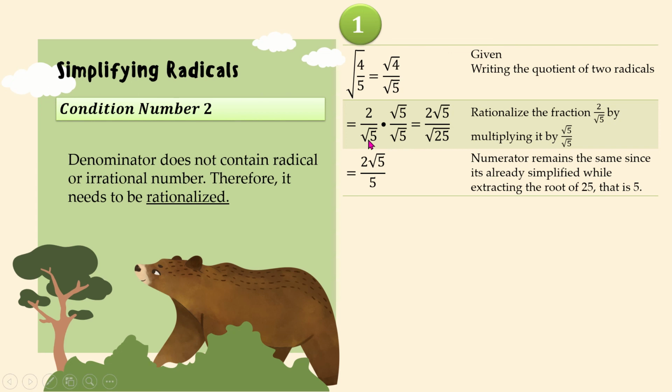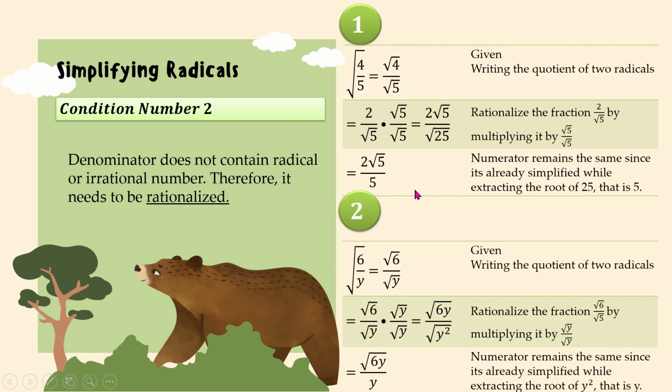Then the denominator, square root of 5 times square root of 5, square root of 25. Okay na. Number sa sulod times number sa sulod is number sa sulod. So 5 times 5 is 25. Next, numerator remains the same since it's already simplified na. Dili pa na mausab ang 2 square root of 5. While extracting the root of 25, that is 5. So the square root of 25 is 5. Okay, 25 is a perfect square. The root is 5. So that serves as our final answer.